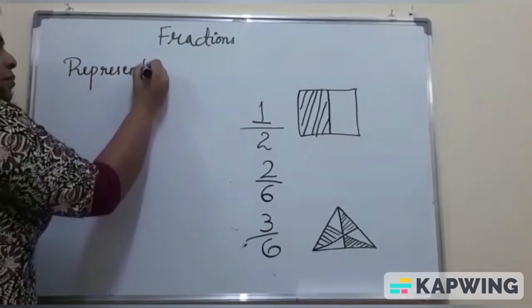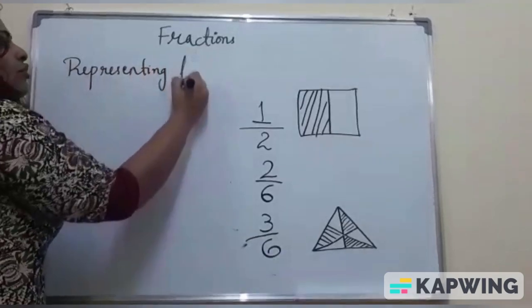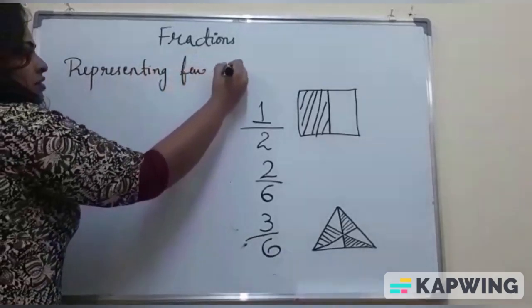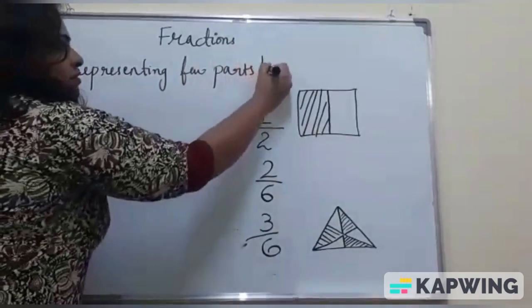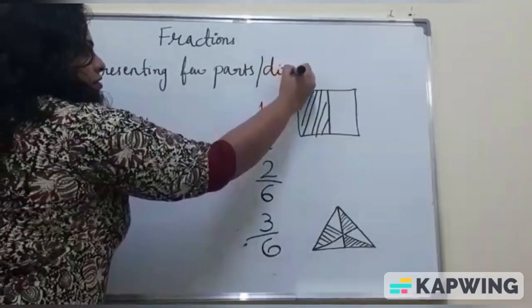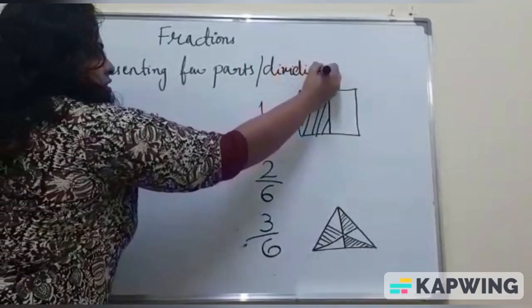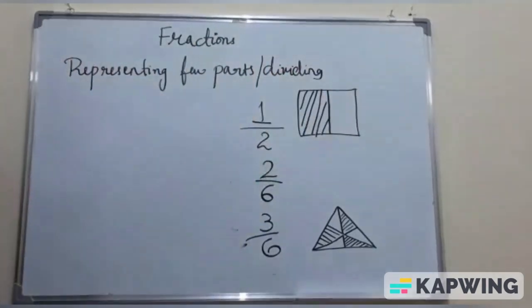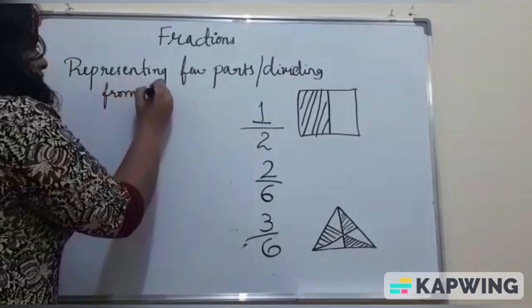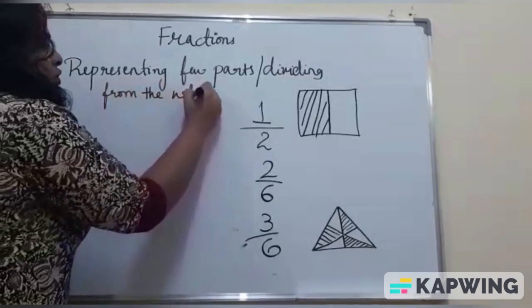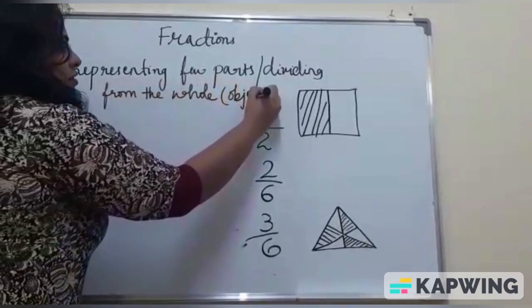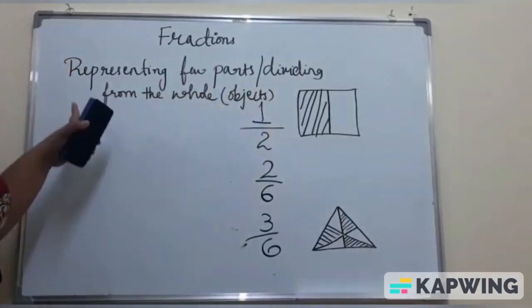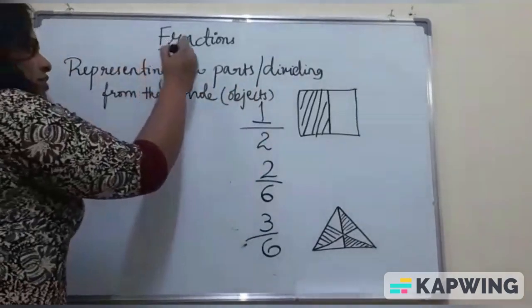We are representing a few parts. Didn't we take a few parts? So I can say I am dividing it. I am trying to divide a part from the whole. The whole can be any object. Yes, students, that is called fractions.